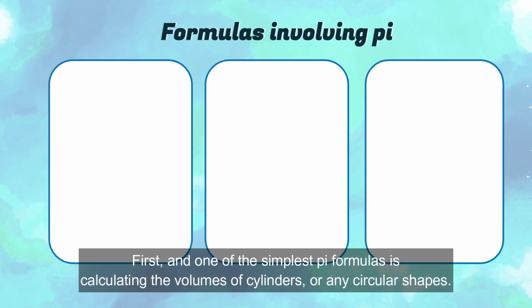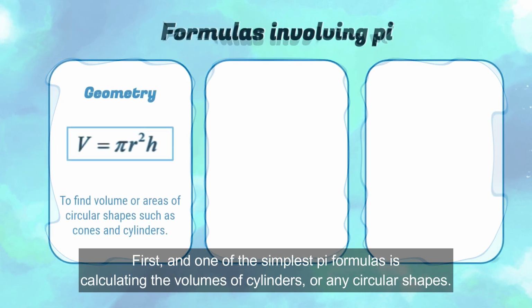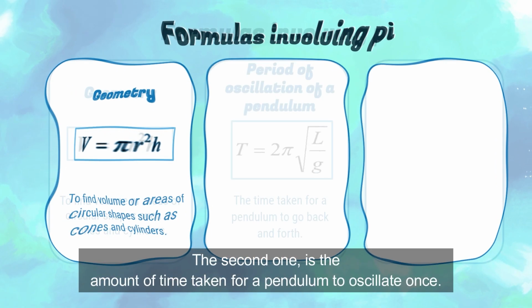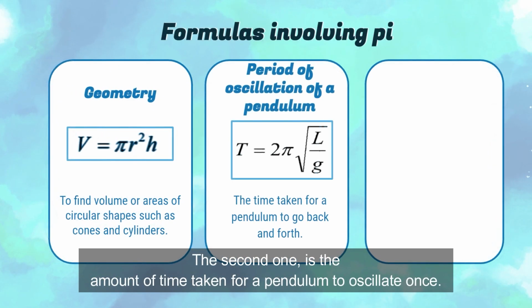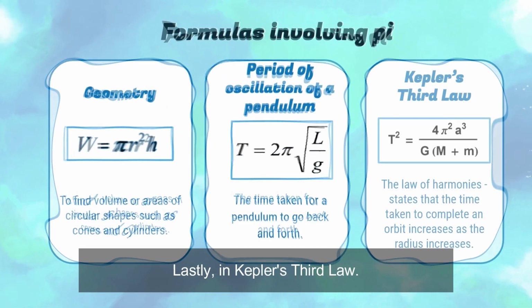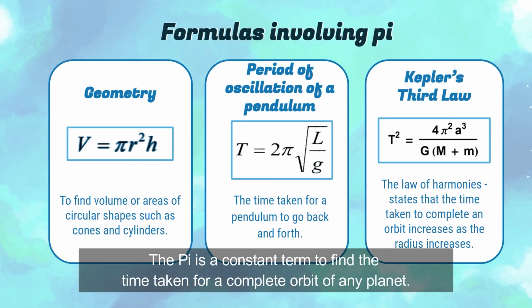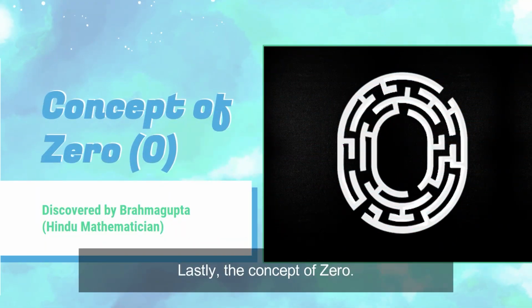First, and one of the simplest pi formulas, is calculating the volumes of cylinders, or in fact, any circular shapes. The second one is the amount of time taken for a pendulum to oscillate once. Lastly, in Kepler's third law, pi is a constant term to find the time taken for a complete orbit of any planet. Lastly, the concept of zero.